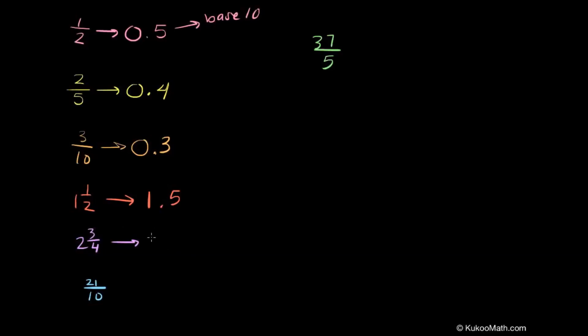Next one, 2 and 3/4. The 2 is going to go on the left, then the dot, then we have 3/4. What is 3/4 times 10? So let's do this on the side.